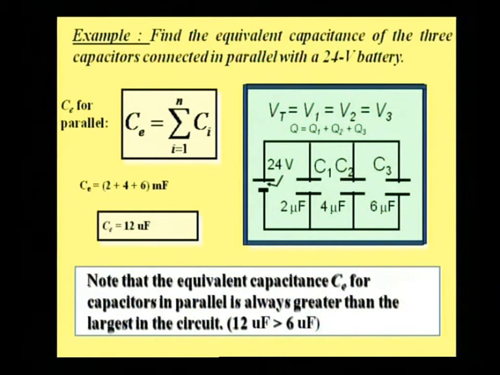Note that whenever you are finding the equivalent capacitance of parallel capacitors, the final equivalent capacitance must be greater than the highest capacitance value. Here the highest capacitance value is 6 microfarad, so our equivalent capacitance must be greater than 6 microfarad, and yes, it is true, that is 12 microfarad.